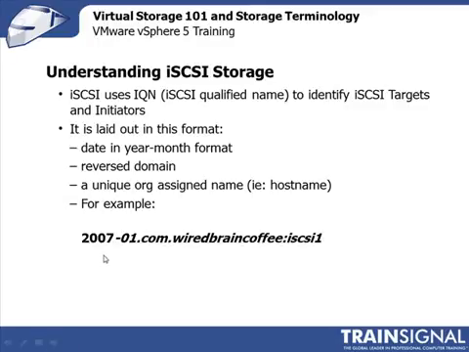In this case, we have 2007, which is the year. You can break it down by the month, for example, so it's 01, and you have the domain in reverse, .com.wiredbraincoffee, and then you have an organizational unique ID. In this case, it's iSCSI1. So this gives you a little bit more of an idea as to what the IQN name is and how it's going to be used.